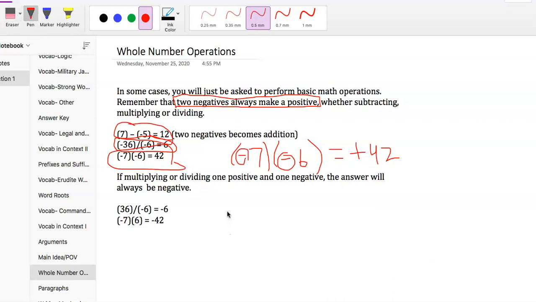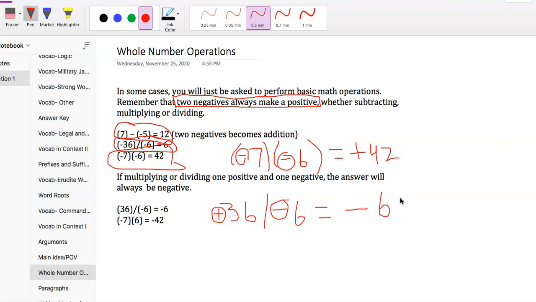This one says 36 divided by negative 6. The 36 here is positive. It doesn't say so, but 36 is positive 36. So we have one positive and one negative, and that means our answer is going to be negative. Again, 36 divided by 6 is 6, which gives us an answer of negative 6.